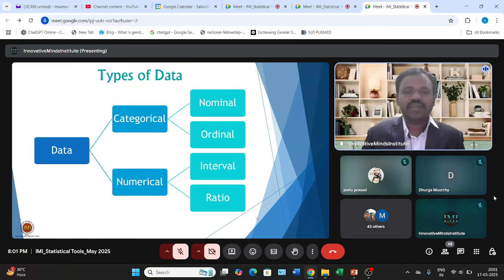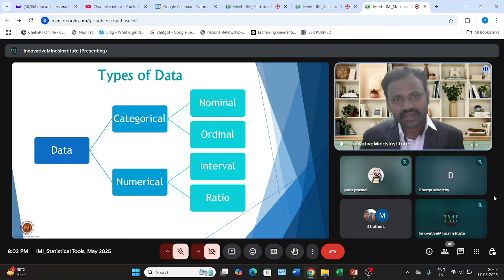So, types of data. The language of research is nothing but data, right? Without data, you cannot do research, even if it is a qualitative, quantitative or mixed methodology. So the language of research is data, and you need to understand the data very clearly. There are two types of data: qualitative and quantitative. The same thing you can express in different terms, right?